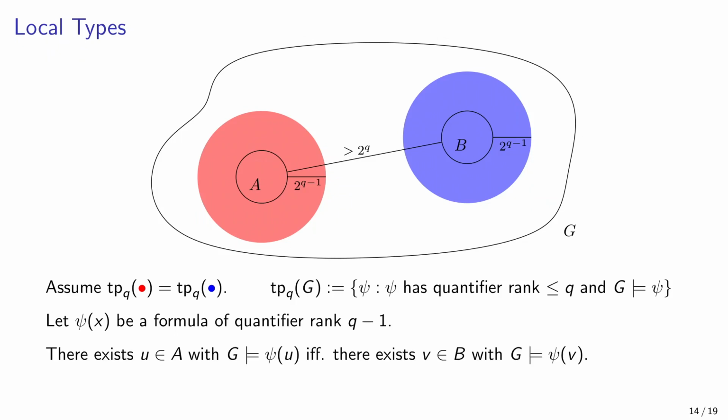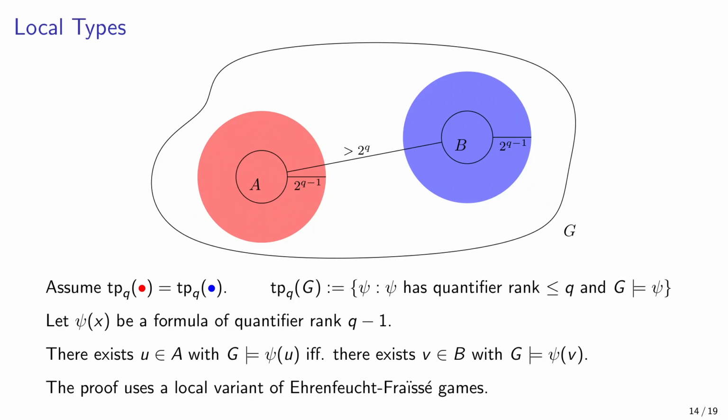Then what we will get is that inside the A set there exists an element u which satisfies the property psi if and only if there's an element v inside the B set which satisfies this property. And in order to prove this, you need to use a local variant of the Ehrenfeucht-Fraïssé games for first order logic. And we want to use this property in the next step to argue that only one of those sets, A and B, will be important for us.